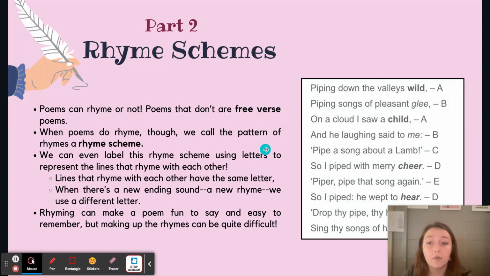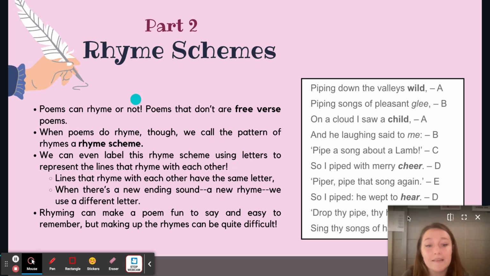All right. Really quick, we're going to look at rhyme schemes. So poems can rhyme or they don't. I don't write poetry that rhymes because I hate rhyming. It's hard for me. Those are called free verse poems. But when they do rhyme, we can identify and describe the rhyme scheme, that pattern of rhyming, by using letters to represent lines that rhyme with each other. So if 2 lines have the same letter at the end when you've written a rhyme scheme, it means they rhyme with each other. Now, if there's a new ending sound, a new rhyme, a new kind of word to rhyme with, then we use a different letter. Now, rhyming makes things easy to remember.